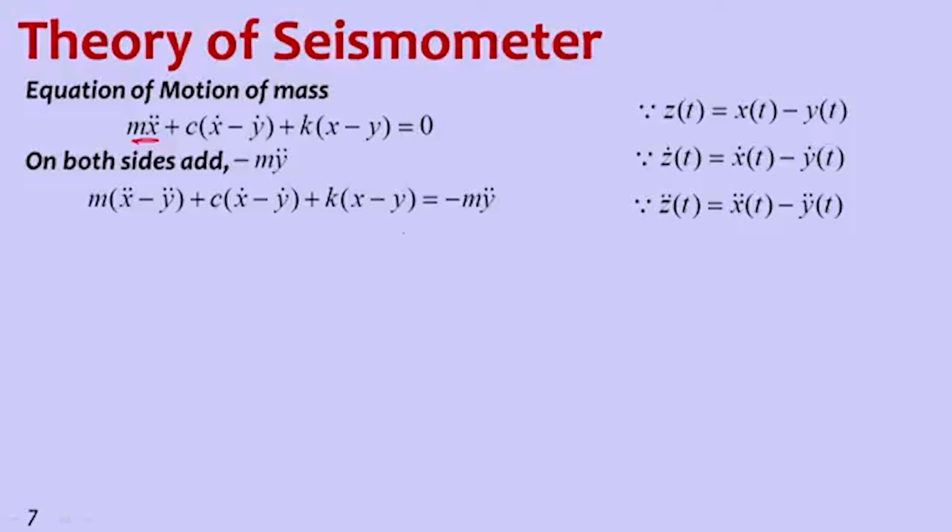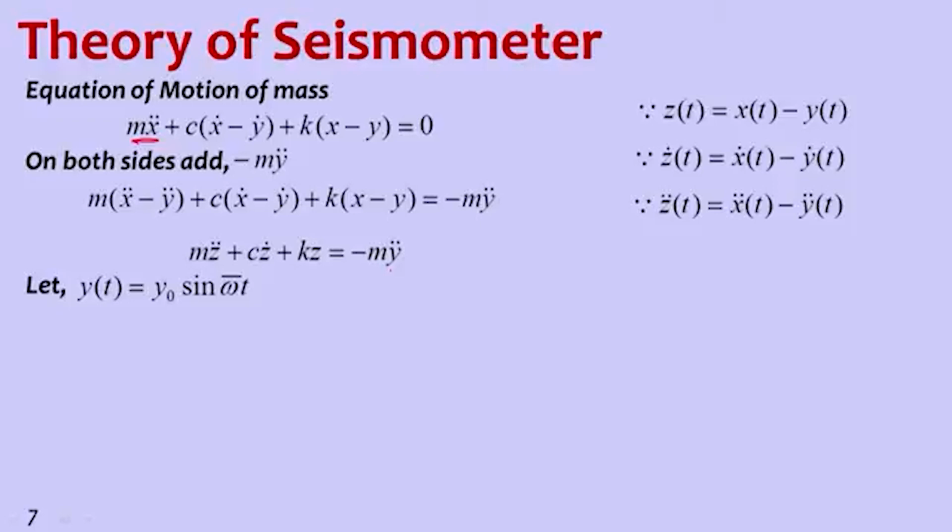So if we introduce a new term which is minus m y double dot in the equation, we will get this on the left side and the right side. If we call x minus y as z, x dot minus y dot as z dot, and x double dot minus y double dot as z double dot, we can rewrite the equation like this. This is the governing differential equation for a single degree of freedom system under earthquake excitation. This is similar to that.